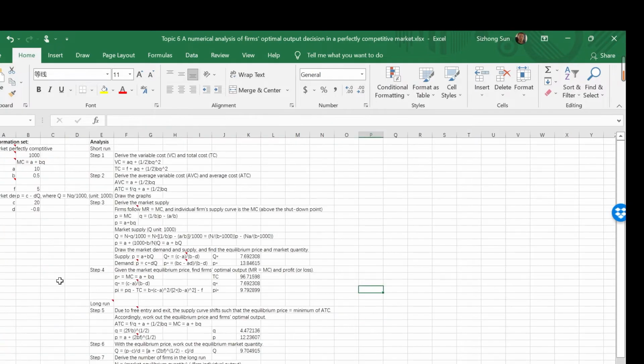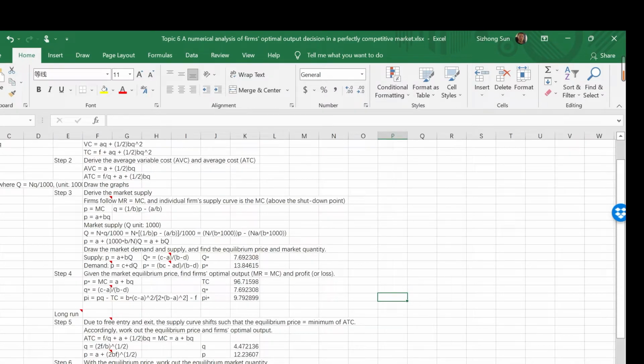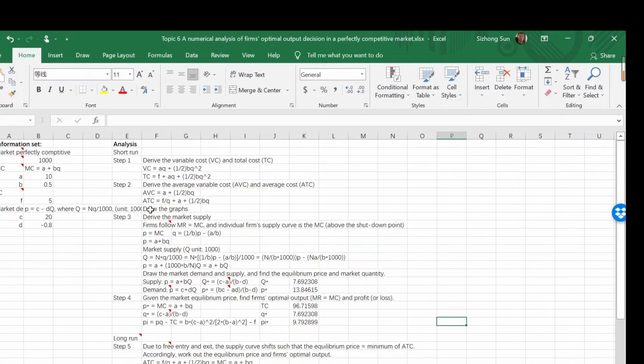All right, let's do it here. So we know the market structure. We know the number of firms. We know their marginal cost, their fixed cost, and the market demand. We look at the short run first. Step one: we want to derive the variable cost and total cost.